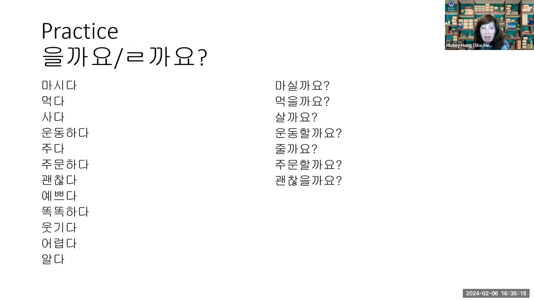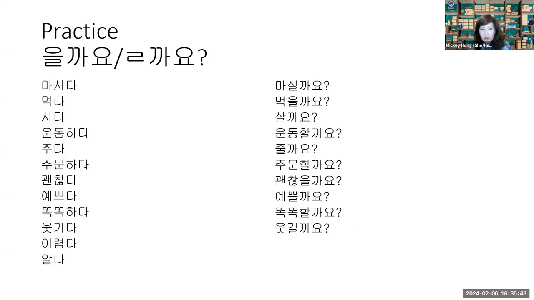괜찮을까요? So if it's an adjective, asking for opinion, do you think it will be okay? Do you think something or somebody will be pretty? 예쁠까요? 똑똑하다 is to be smart. So it's an adjective. 똑똑할까요? Do you think somebody will be smart? Do you think it will be funny? 웃길까요? Do you think it will make you laugh?